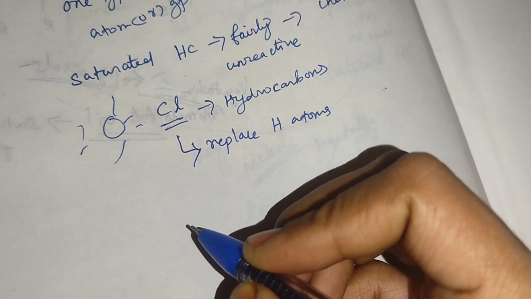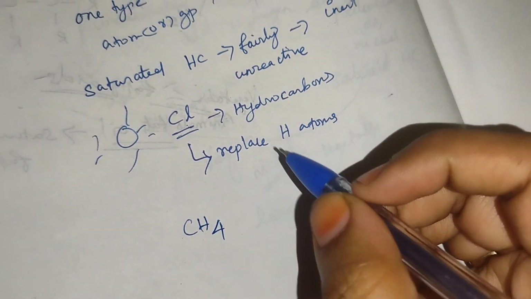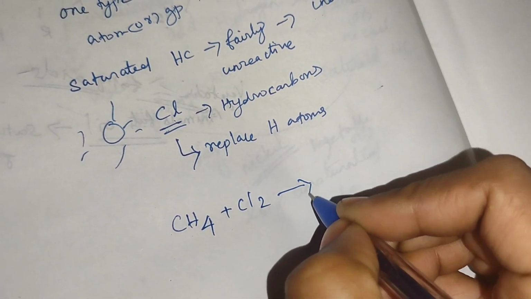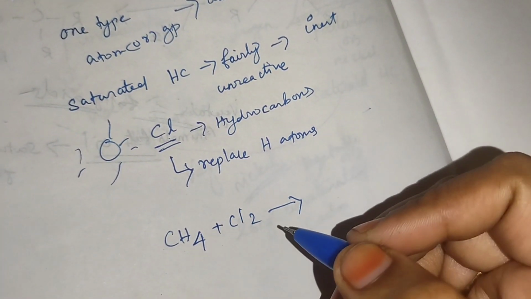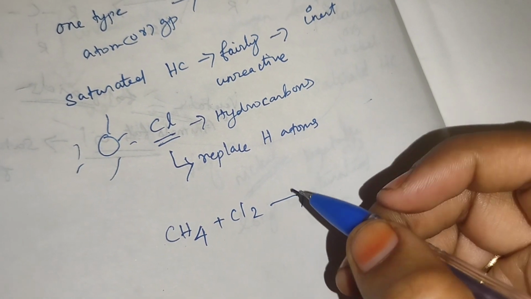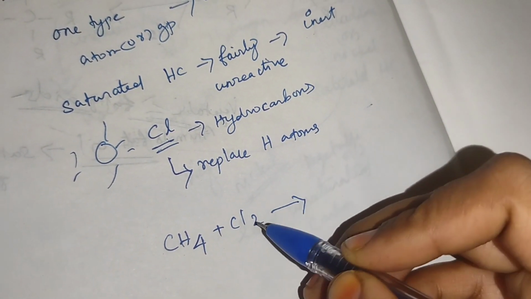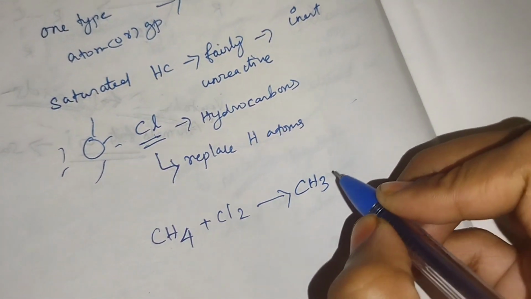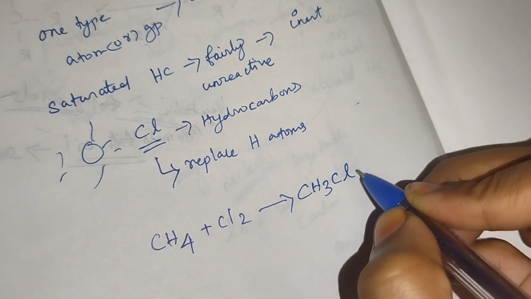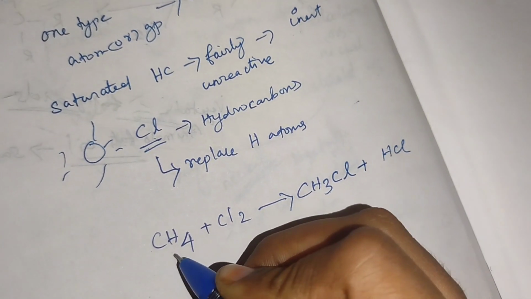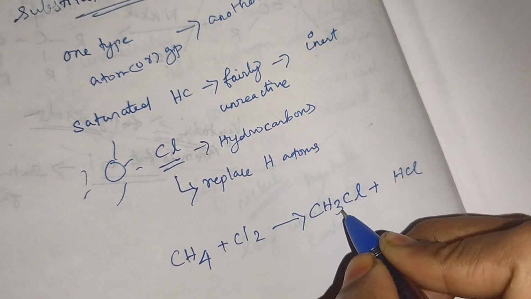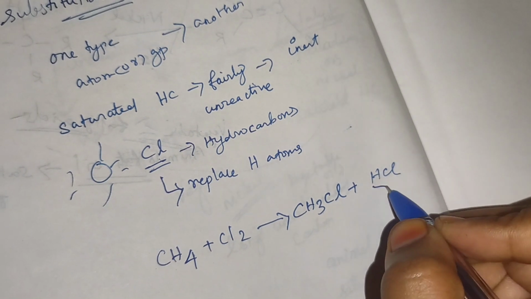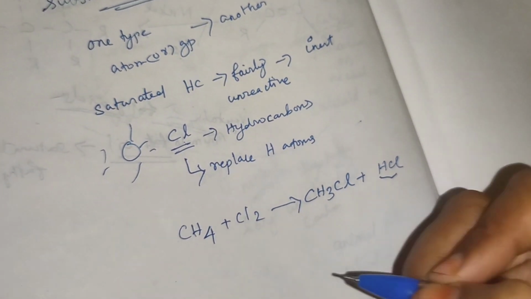Here is one example. Saturated hydrocarbon, I am taking methane, and I am adding chlorine. In the presence of sunlight this reaction happens. What will come? This chlorine will replace a hydrogen atom. So CH3, and instead of another hydrogen, chlorine will be present. So the balance is HCl. Here 4 hydrogens; now here 3 hydrogens are present. So 1 hydrogen was replaced by chlorine and it is joined with another chlorine. So this is a substitution reaction with an example.